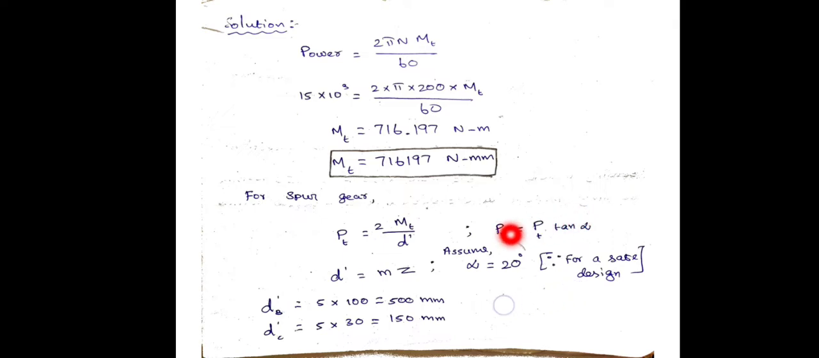For any spur gear particularly. Here they didn't mention which gear this is, so let me consider this as a spur gear. PR will be equal to PT into tan alpha. Again, the alpha value they didn't give. We can take any value between 14.5 degree to 20 degree. For a safe design, I have taken 20 degree.